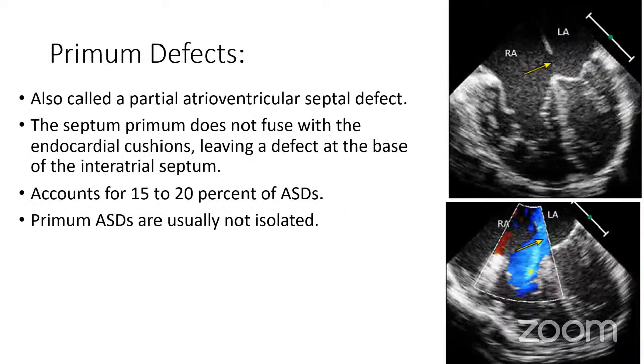Primum defects, also called partial atrioventricular septal defects, develop if the septum primum does not fuse with the endocardial cushions, leaving a defect at the base of the interatrial septum that is usually large. This defect accounts for 15 to 20% of ASDs. Primum ASDs are usually not isolated, typically being associated with AV canal defects that include anomaly of the AV valves and ventricular septal defects.